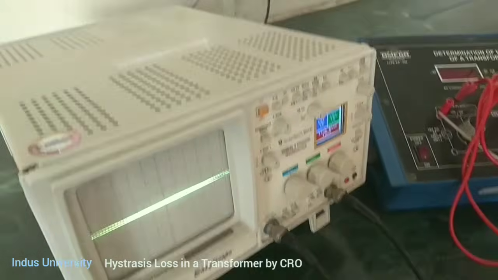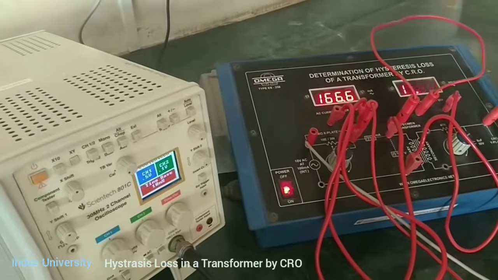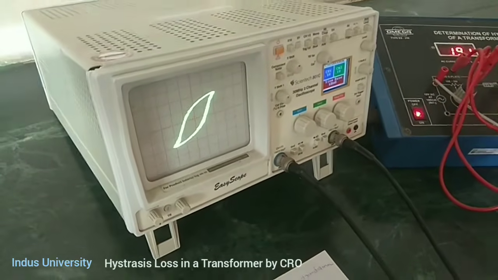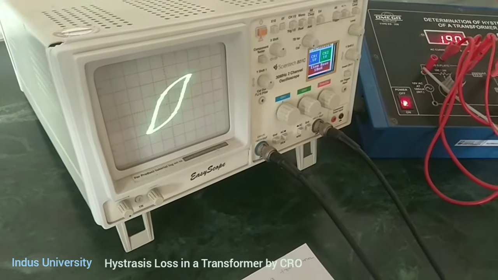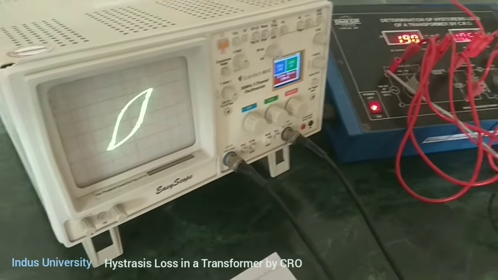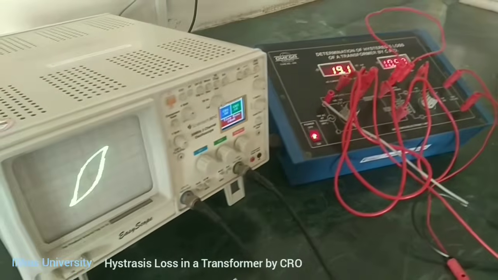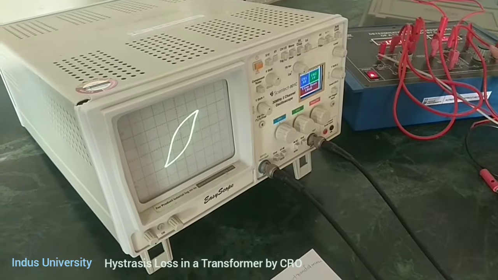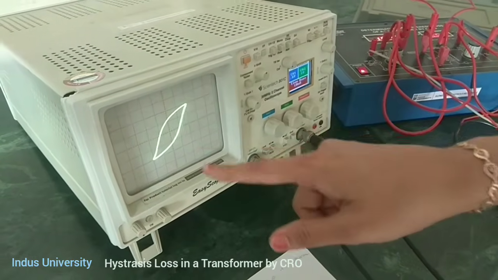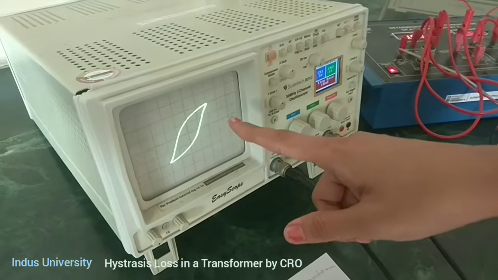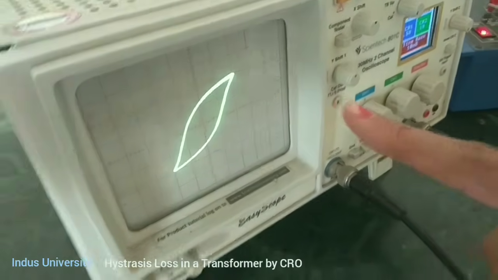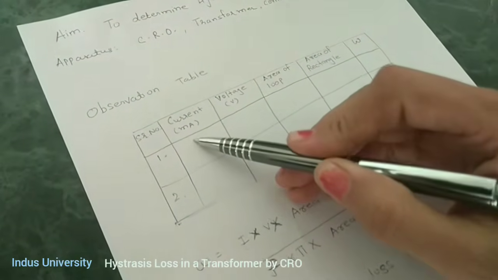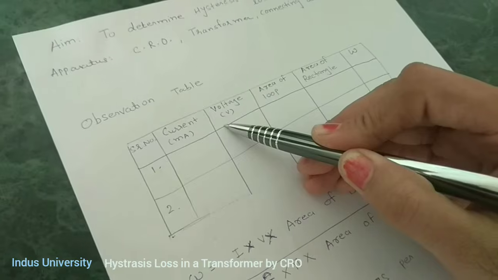Now switch on this particular kit. Once you switch on the kit, it will display. Once you switch on the kit, you are going to see this type of BH curve pattern on the CRO. Here you have to measure according to the observation table.